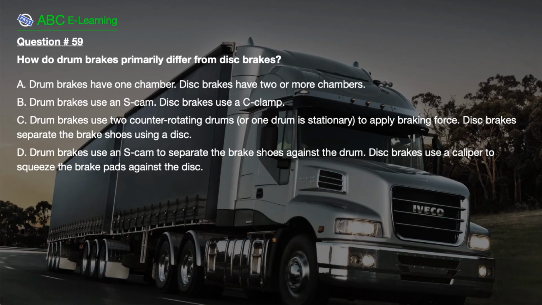Question number 59. How do drum brakes primarily differ from disc brakes? A. Drum brakes have one chamber, disc brakes have two or more chambers. B. Drum brakes use an S-cam, disc brakes use a C-clamp. C. Drum brakes use two counter-rotating drums, or one drum is stationary. To apply braking force, disc brakes separate the brake shoes using a disc. D. Drum brakes use an S-cam to separate the brake shoes against the drum. Disc brakes use a caliper to squeeze the brake pads against the disc.